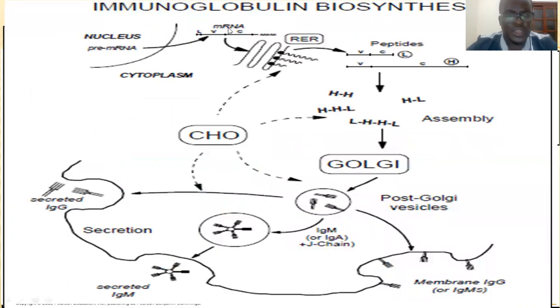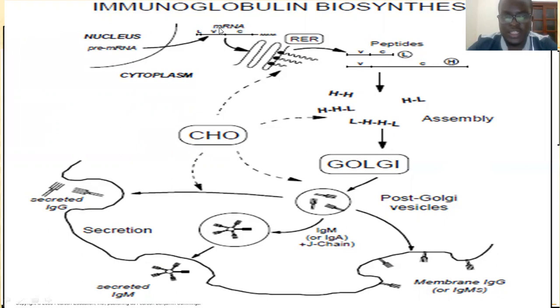This is just showing the process of production of antibodies. So you know by now you have the nucleus, you have transcription into messenger RNA to go to the rough endoplasmic reticulum that contains ribosomes.